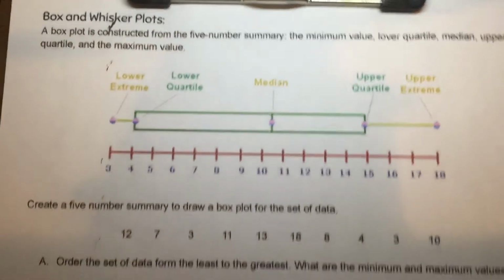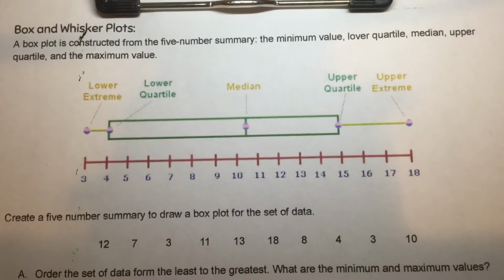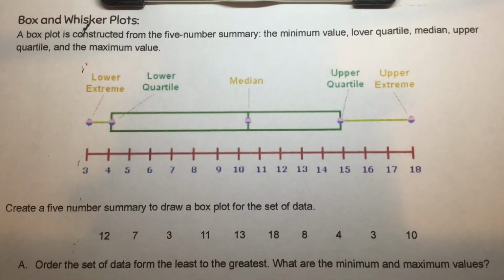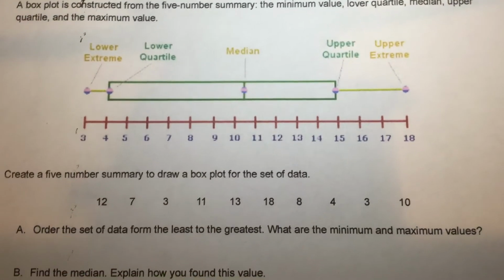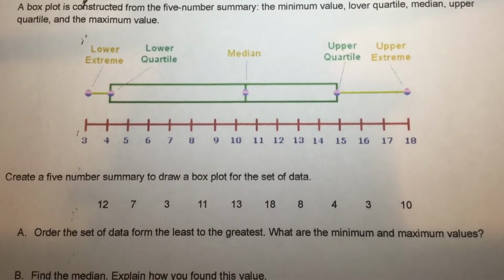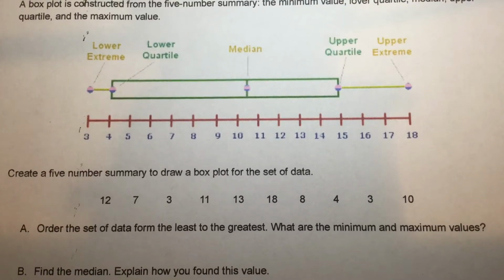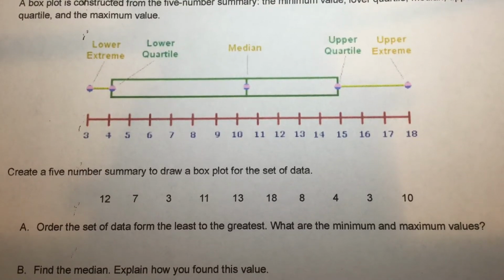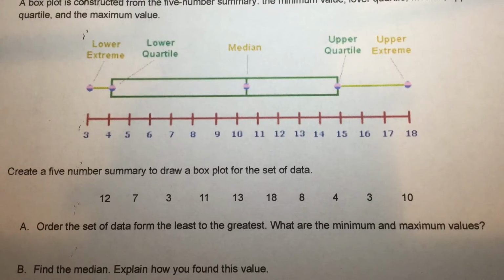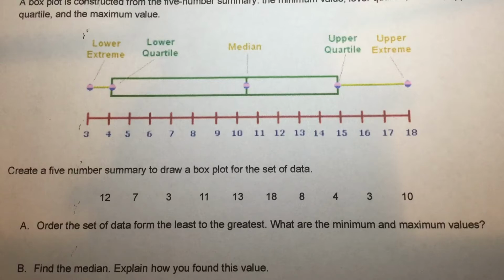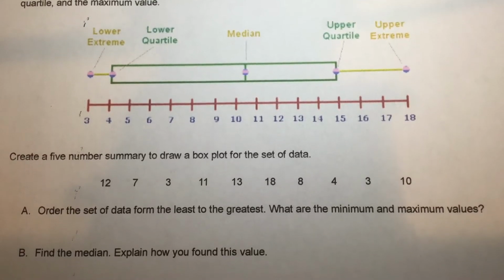And so I have picked a problem to do an example with here today. This data is just kind of out of context, but I chose this data because it has some key parts that'll help us when we're describing the median, and the numbers are pretty easy to work with here. So it says create a 5-number summary, a box and whisker plot, to draw for this set of data.